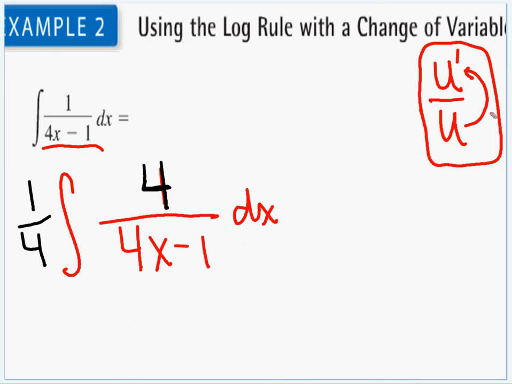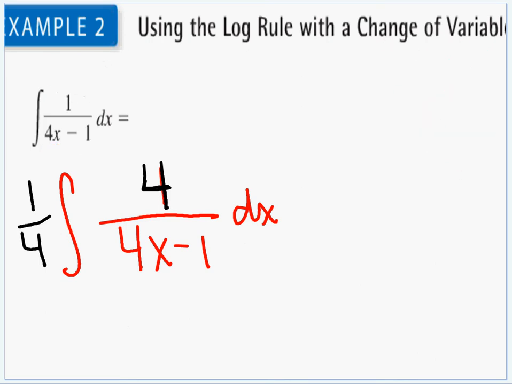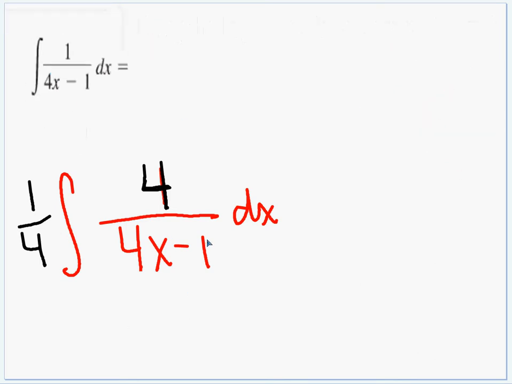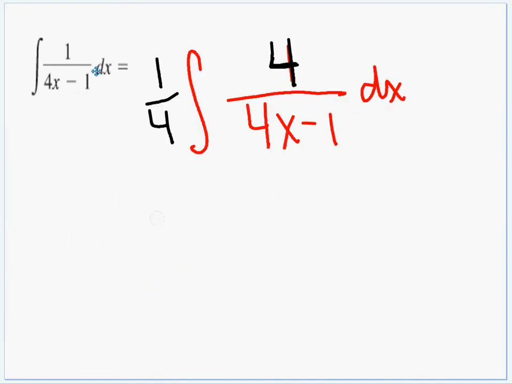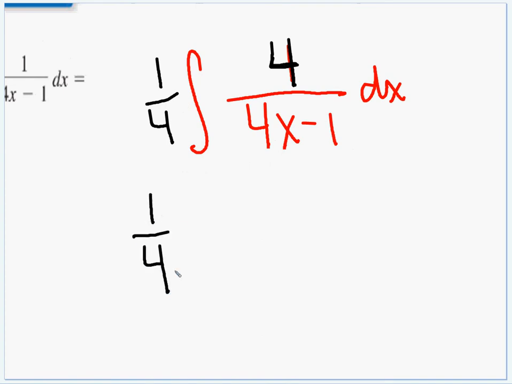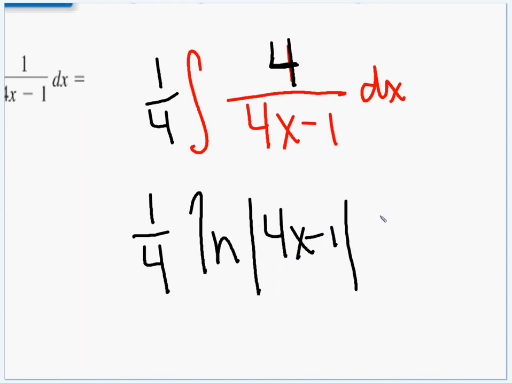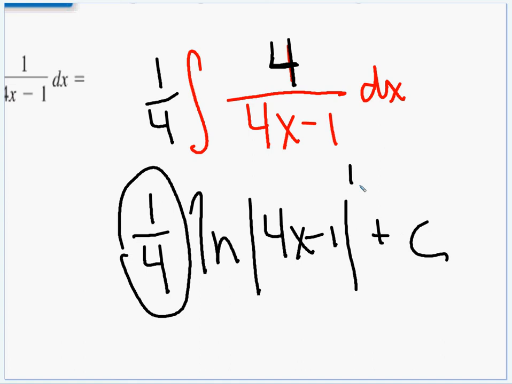And now we are perfectly in u prime over u form. Our denominator is a function. The derivative of that denominator lies right upstairs in the numerator. So we are ready to antiderive. The 1/4 comes along. The rest of it is the natural log of our denominator. I'm going to put it in absolute value bars and then add my constant at the end, and we're done. And of course, we could move that 1/4 up and make that a 1/4 power, or we could put that under a 4th root if we so desired.